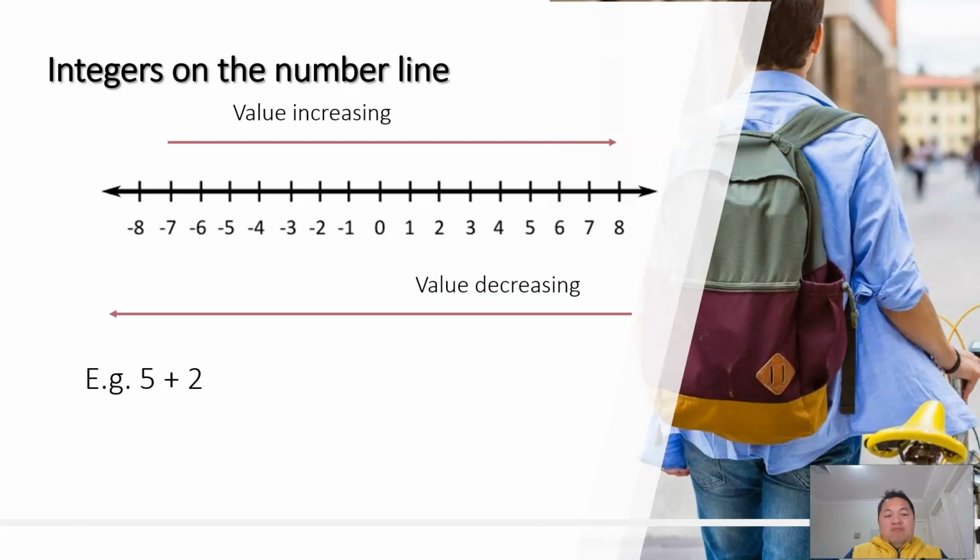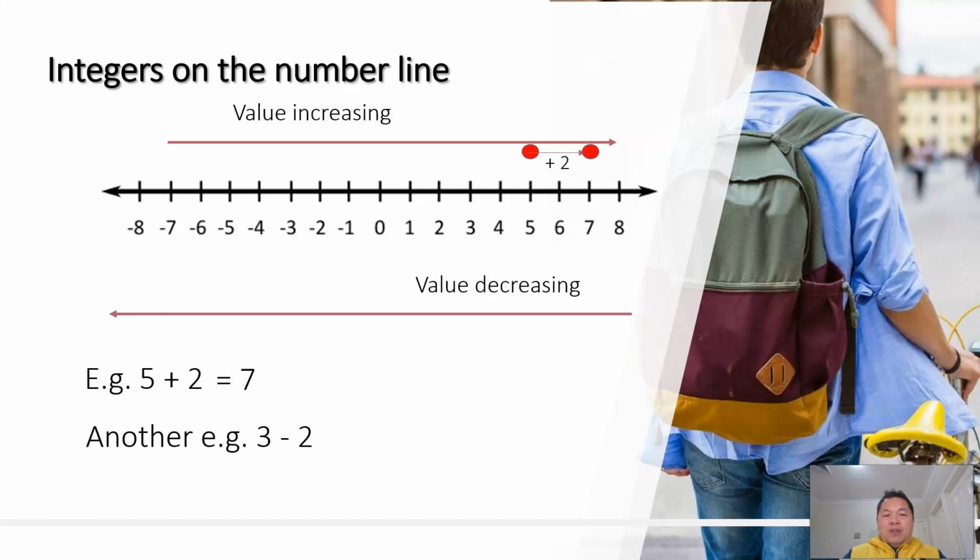What about 5 plus 2? It simply means 5, and you move 2 to the right, because adding is moving to the right hand side when value is increasing. So you move 2 steps. That's how you get 7 as the answer. Got it?